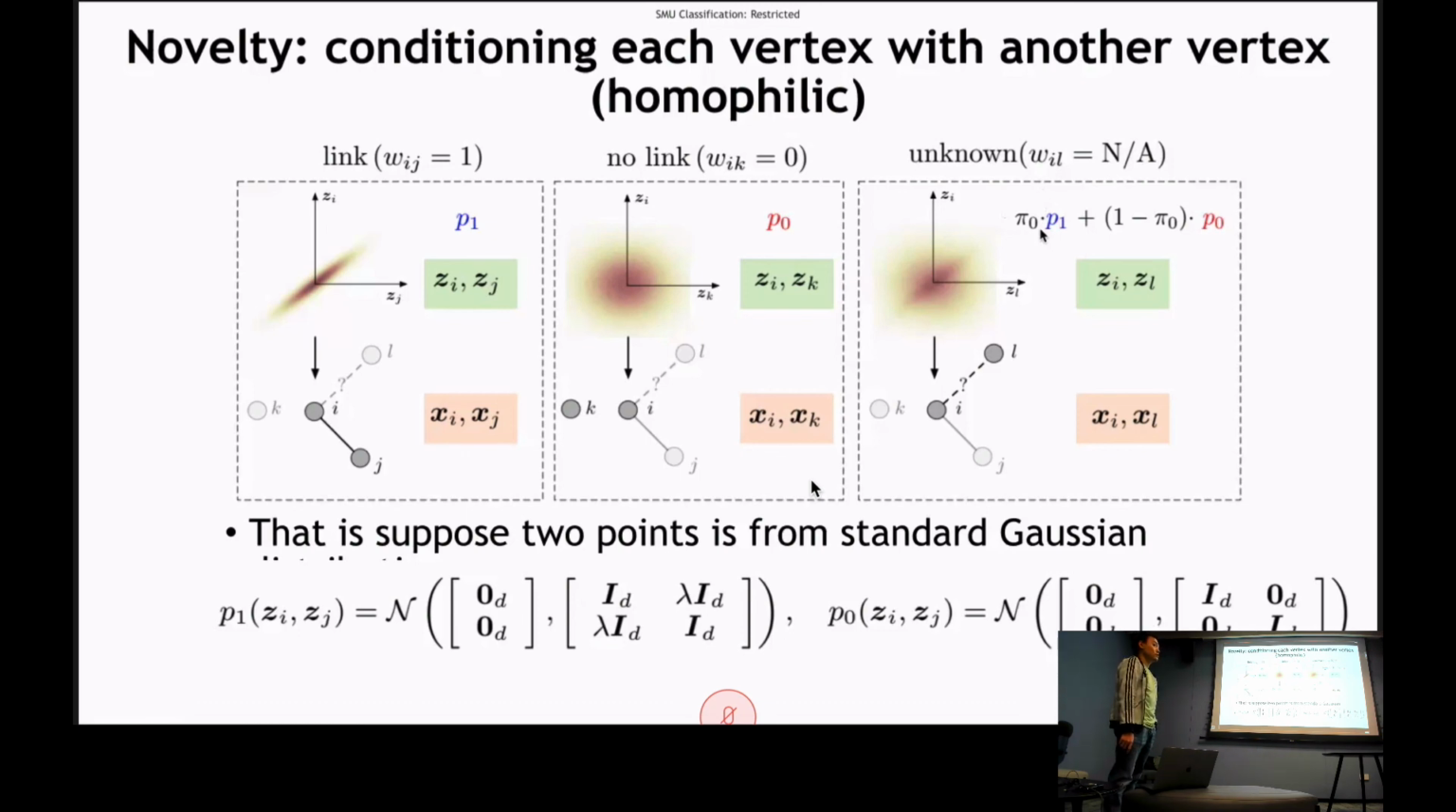So in the data you have an observation of a pair of vertices with no link. You have edge information. Also, you have the case where you don't know any edge information about it.